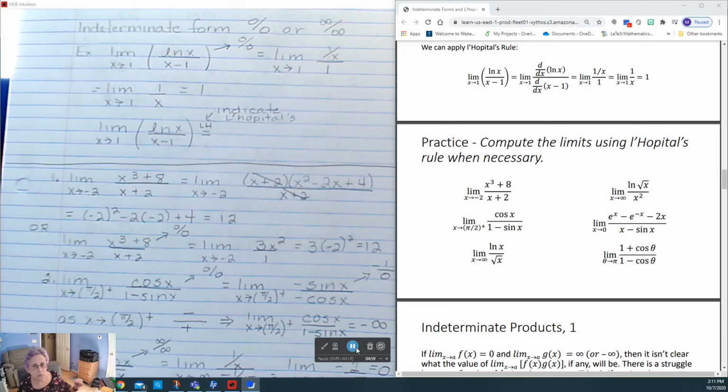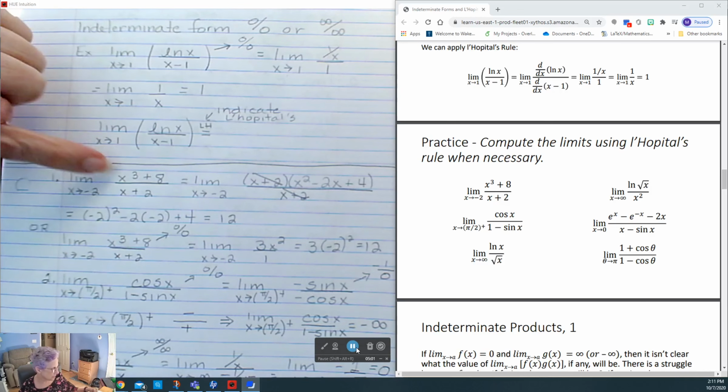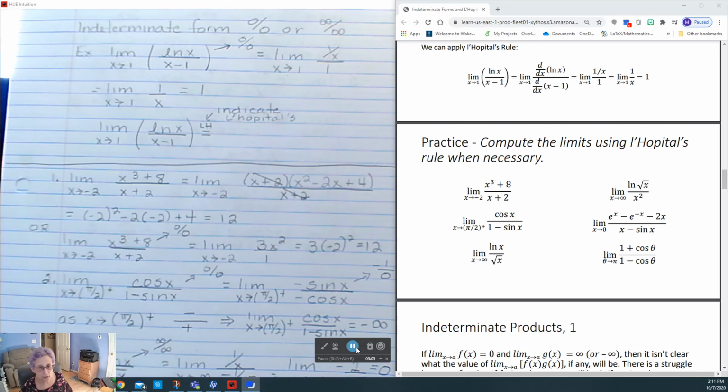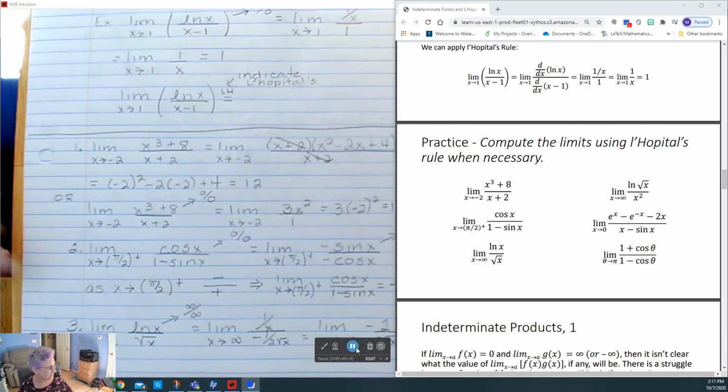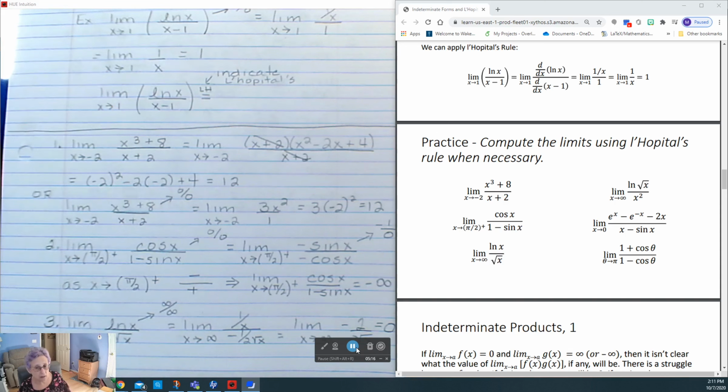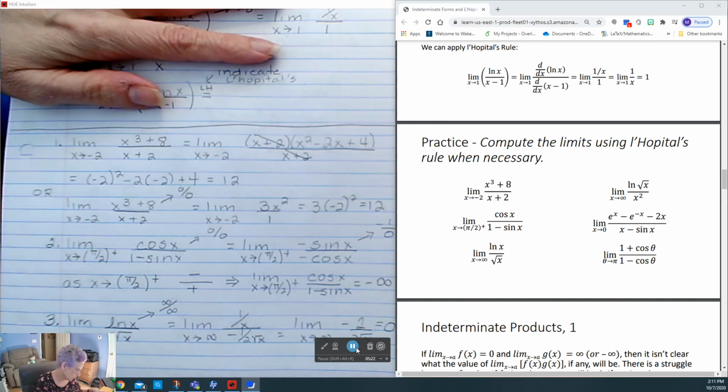Number 1, L'Hopital was optional, because x cubed plus 8 is a sum of two cubes, which you can factor. But it was optional because it was an indeterminate form. You get 0 over 0, and you get the same answer whichever way you do it. Of course, you would have to, otherwise the rules of math would be wrong.